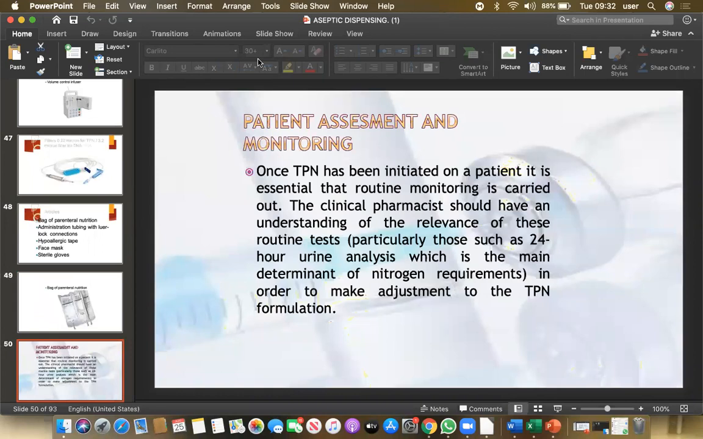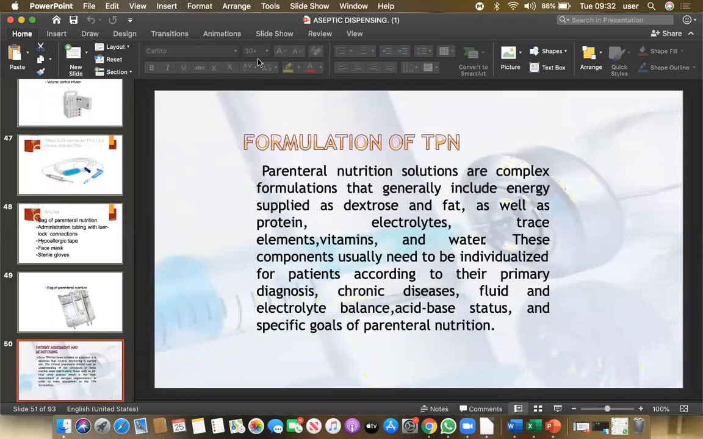Now, assessment. Once TPN has been initiated on a patient, it is essential that routine monitoring is carried out. The clinical pharmacist should have an understanding of the relevance of these routine tests, particularly those such as 24-hour urine analysis, which is the main determinant of nitrogen requirement in order to make adjustments to the TPN formulation. When the patient is in the hospital, it is possible that regular labs may be conducted.